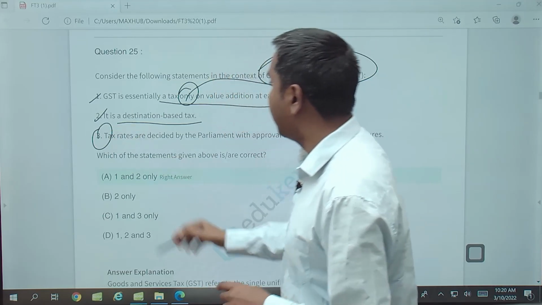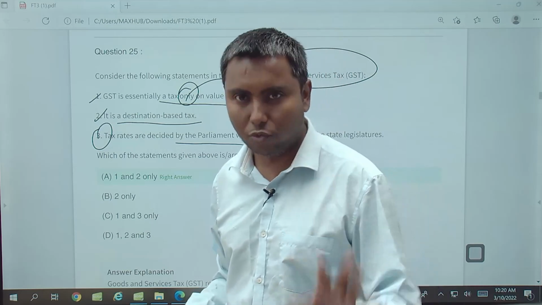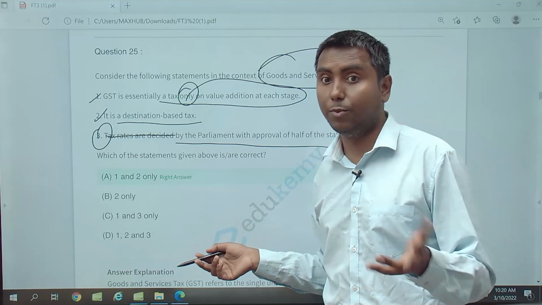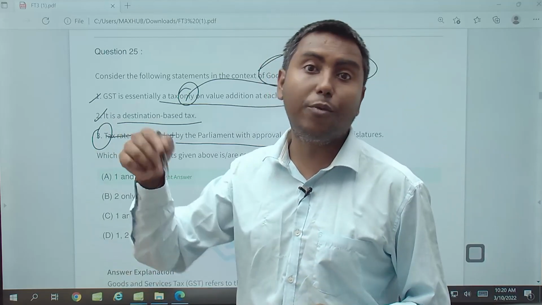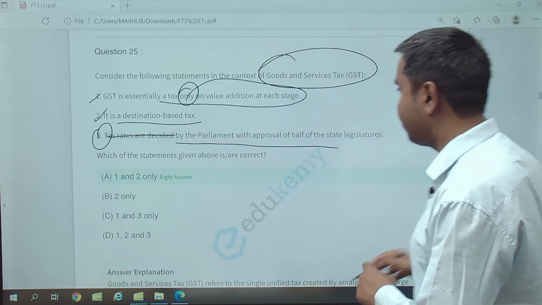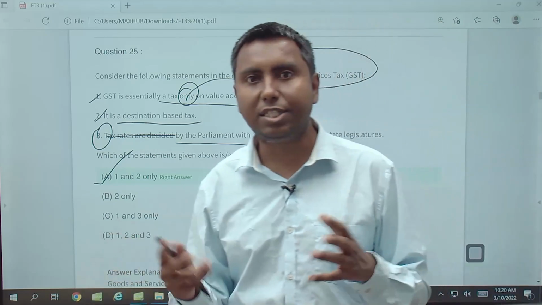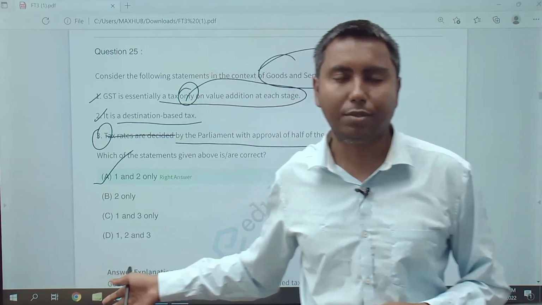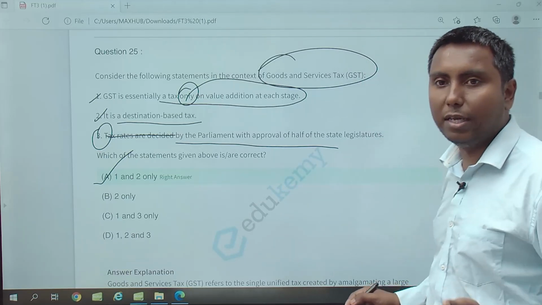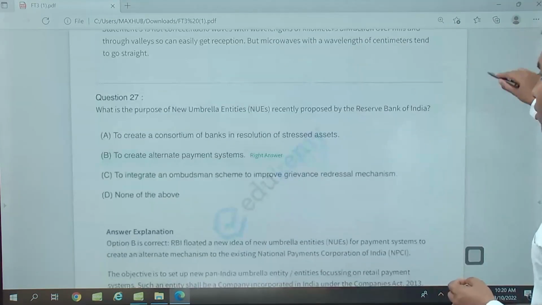What about 3? Okay, tax rates are decided by Parliament. You know that GST tax rates are decided by the GST Council. So of course tax rates are not decided by Parliament. This is one of the unique features, because for other taxes, tax rates are approved by the Parliament only, but for GST it is the GST Council. Okay, so you know the answer. Again, the idea is that you have to look at one statement at a time and try to eliminate options. Okay, because at times you may not be required to know all the statements to get your answer right. Okay, so this is economy.